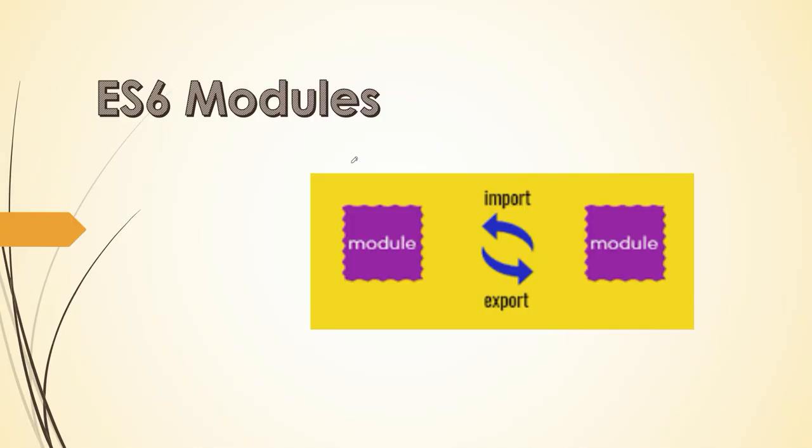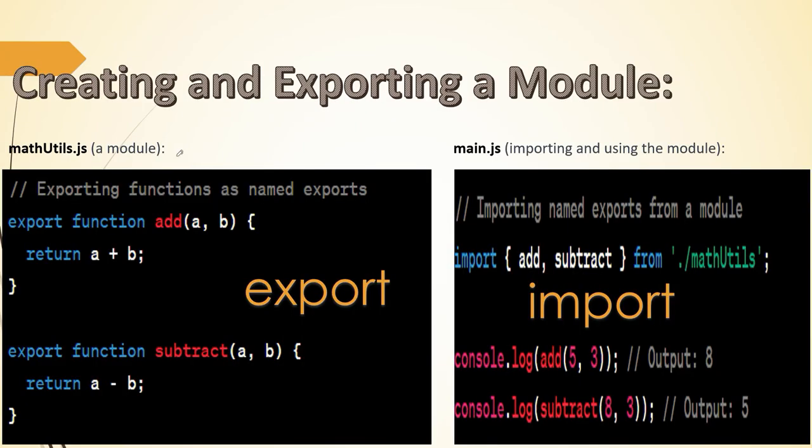Welcome back. Today let's discuss ES6 modules. In ES6, a file is considered a module. Here in this math.util.js, we created two functions. One is add, another one is subtract. And we have prefixed them with the export keyword. What does that mean? From this module, I am exporting these two functions.